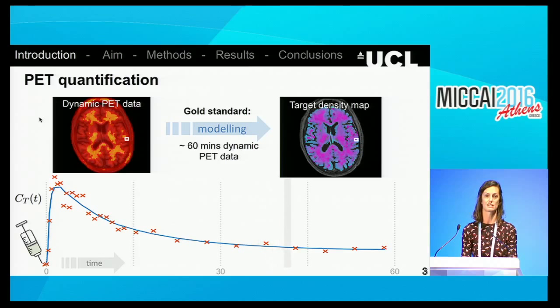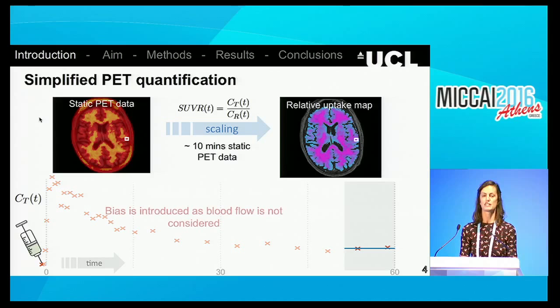So generally within the clinic, the standardized uptake value ratio is measured instead. So this is the ratio of the concentration of the tracer within the tissue, CT, divided by the concentration of the tracer within a reference tissue, where the reference tissue is defined as a region which is devoid of the imaging target, which in this case would be amyloid beta. This requires just a 10-minute static acquisition of PET data, and you get a map of your relative uptake, which is related to your target density.